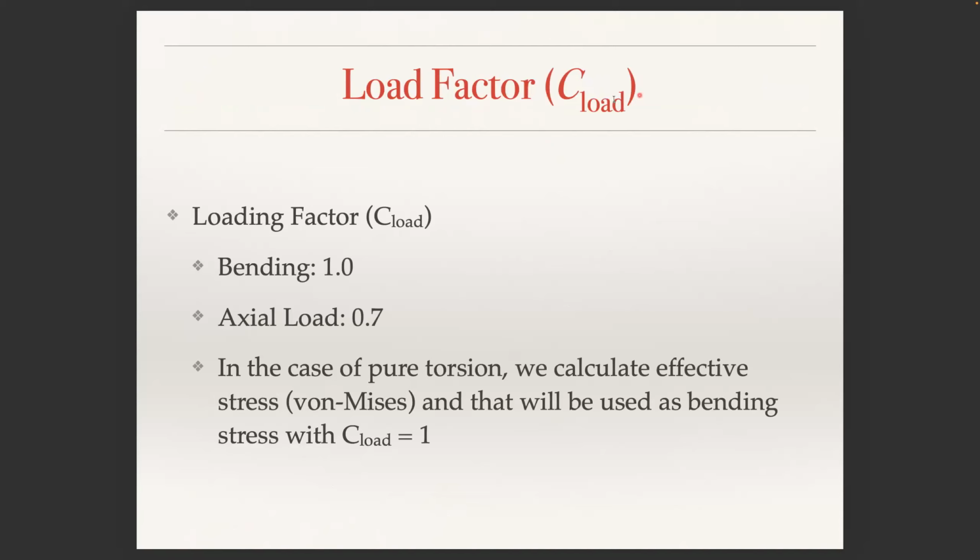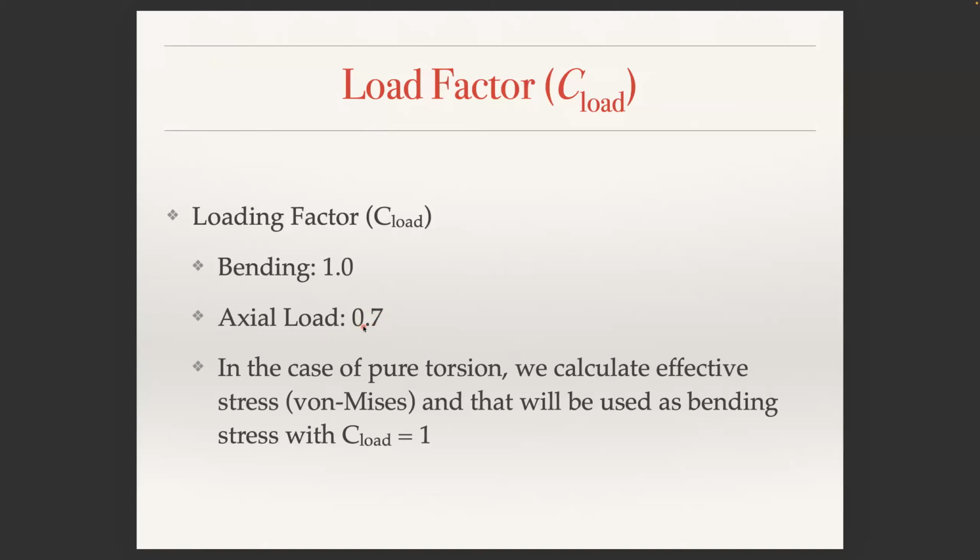Suppose you are looking at the load factor. If your applied load is bending load, then all this we are discussing with mean stress 0. That means fully reversed loading, mean stress is 0. For bending, there is no correction required. But if it is an axial load, you need to do the correction of 0.7 on the endurance strength. Is that clear?